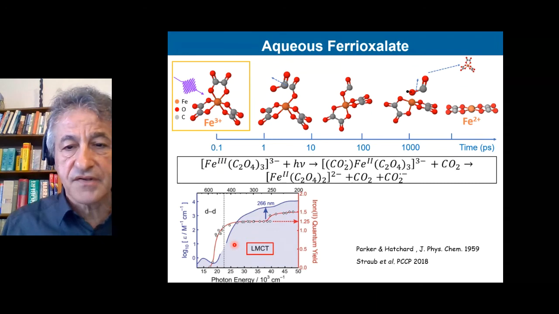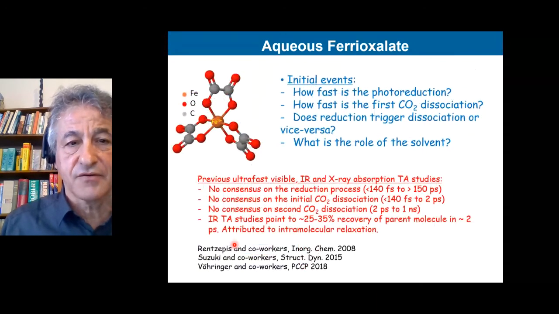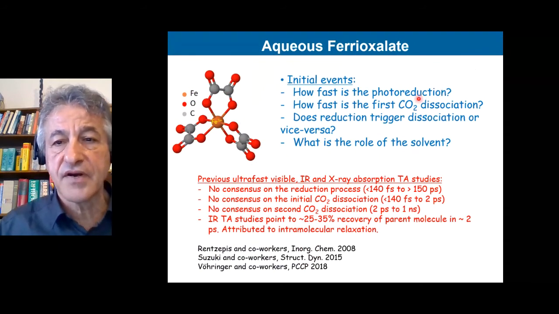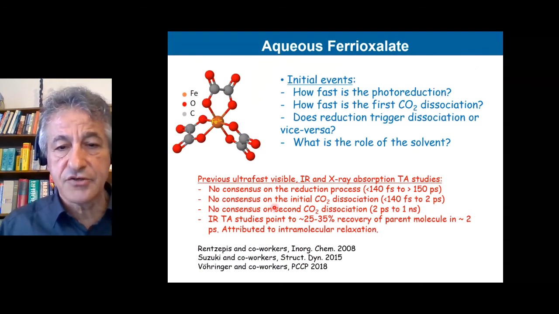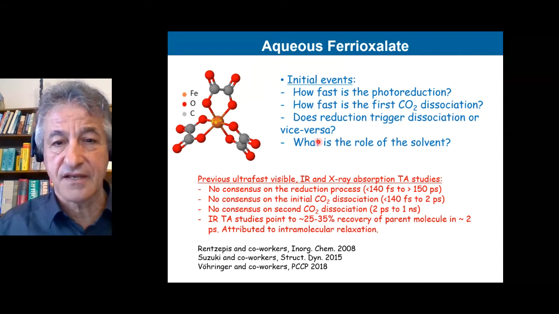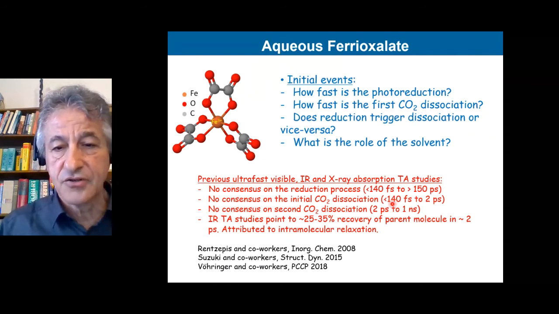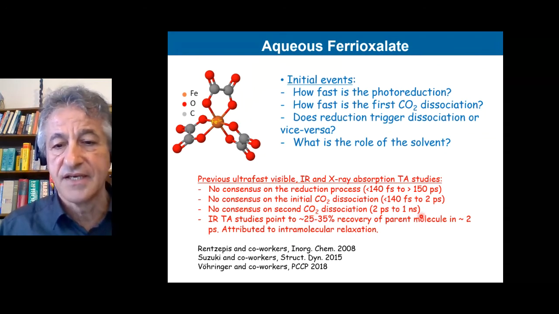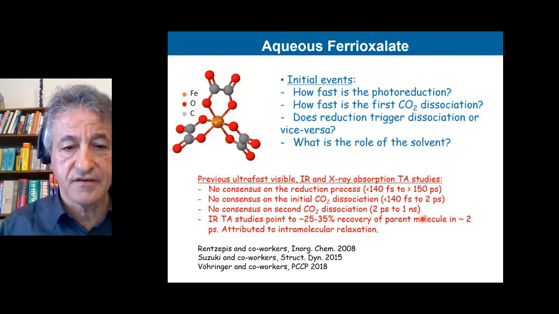So we've been interested in looking at this more specifically because there were still very important open questions. First is, how fast is the reduction? If you look in the literature, there is no consensus. It goes from less than 140 femtoseconds to 150 picoseconds. How fast is the first dissociation of CO2? And again, no consensus, ranging from 140 femtoseconds to 2 picoseconds. And also about the splitting off of the second CO2 anion, this was, again, a very spread number.